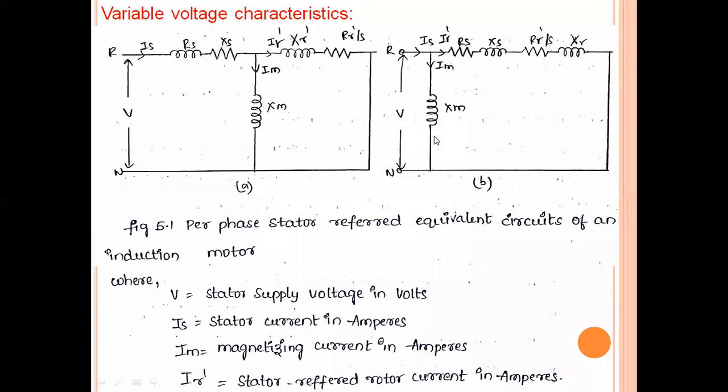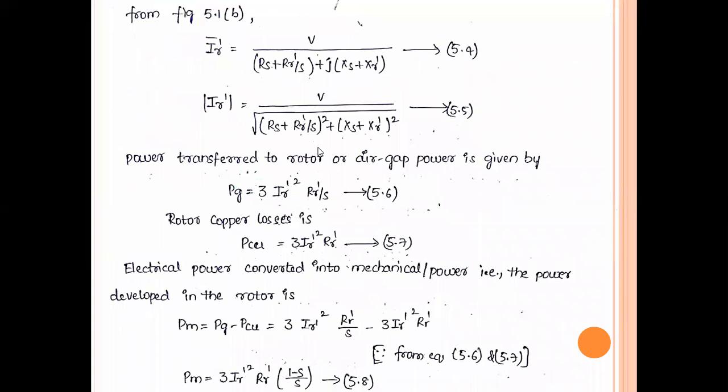In the previous class, we have discussed until this power equation, the power developed in the rotor, which is PM. PM is equal to 3 into IR dash square into RR dash into 1 minus S by S, where S is the slip. And we have derived this equation in the previous class, which is named as equation 5.8.